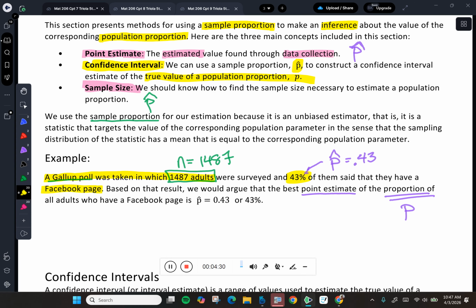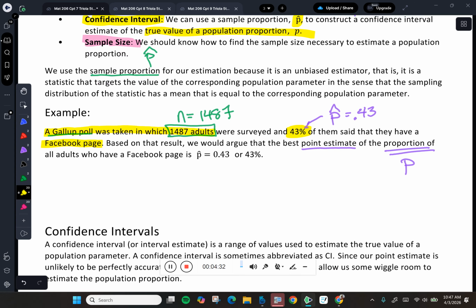And so our job here is that we want p, the population proportion of adults who have a Facebook page. This is virtually impossible to know, because to know that value means that we would have to talk to all adults in our population and ask them, do you have a Facebook page, yes or no? And that's just not going to happen.